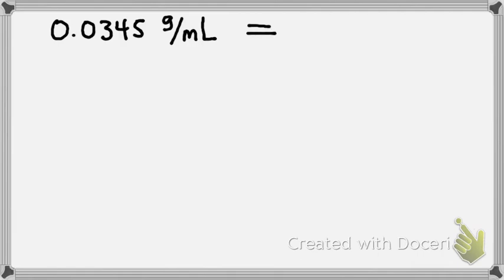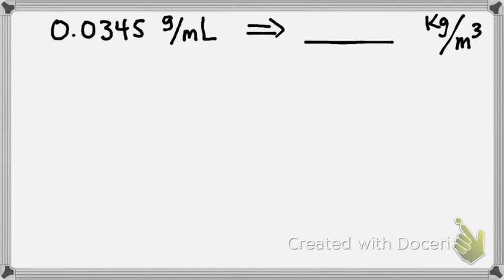So let's try another problem, and this one is a little bit more difficult. We have a density of 0.0345 grams per milliliter, and we want to convert this to kilograms per cubic meter. This is a problem we've discussed quite a bit in class, and it still is giving people a lot of trouble. So let's take a look at it.